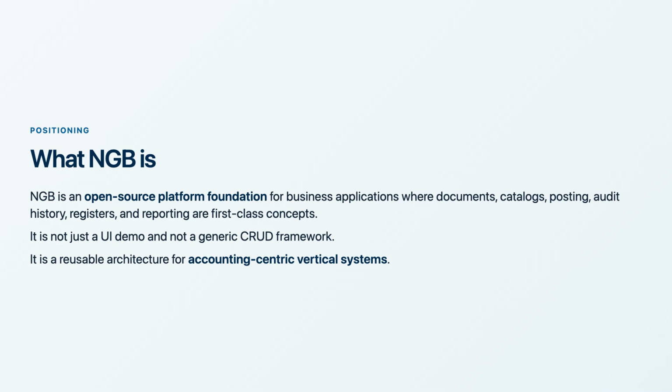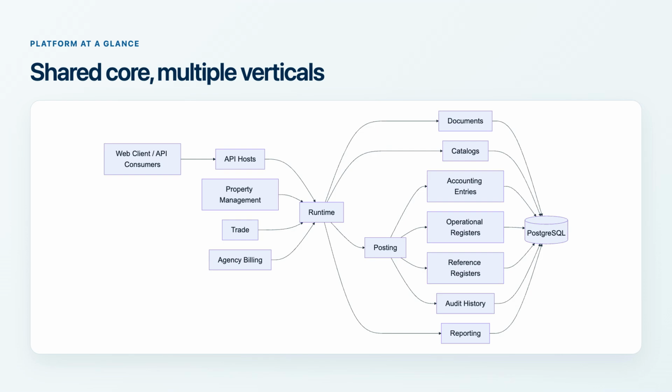At a high level, API hosts and web clients talk to the NGB runtime. The runtime coordinates documents, catalogs, posting, and reporting. Posting creates durable effects: accounting entries, operational register movements, reference register updates, and audit history. Postgres is the system of record. Vertical solutions such as property management, trade, and agency billing reuse the same platform core instead of becoming separate, one-off applications.